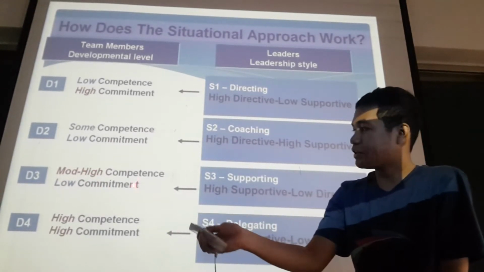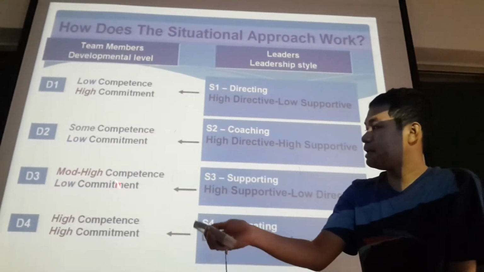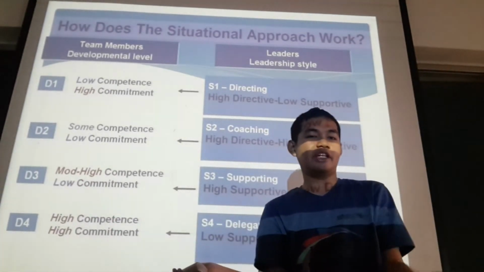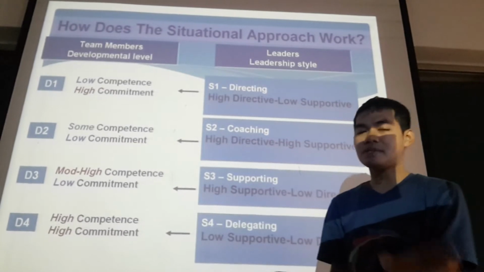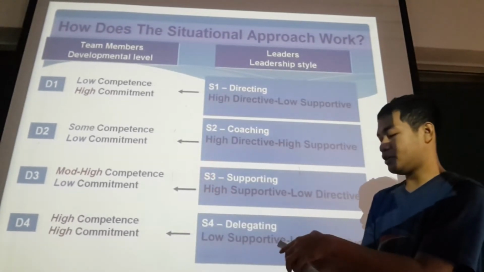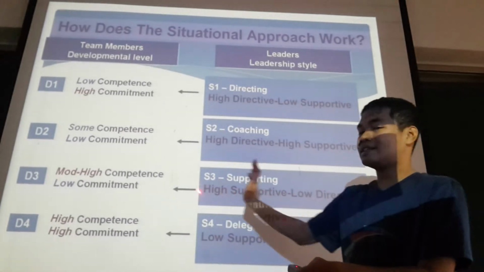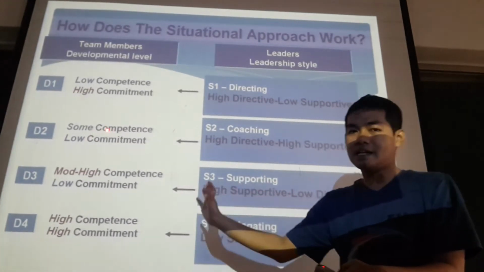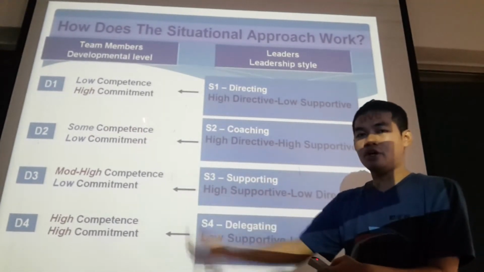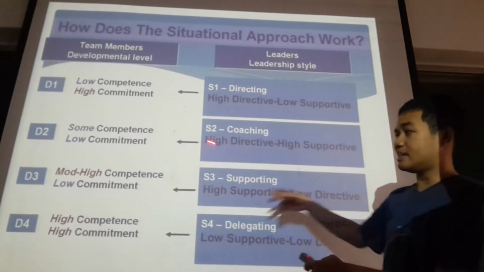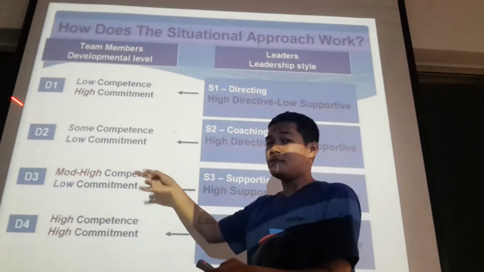And D3 is your staff in this level, moderate and also high competence, but low commitment. I told you when they are in low commitment, it's because somehow they really feel bored with your job, they really feel bored with everything that you ask them, because it sometimes happens. And you need to be here, you need to be supporting. And you need to ask them, you need to listen to them, and then try to be really good for them, and then give them low directions because at this level they don't need directions, they need more listener.